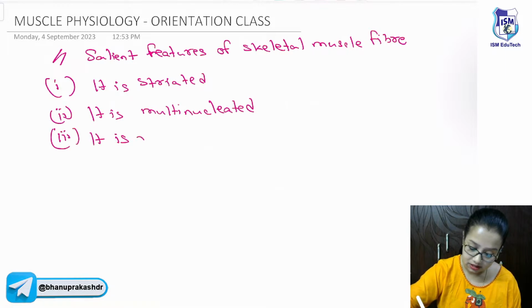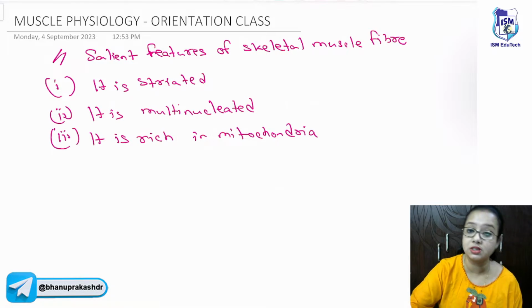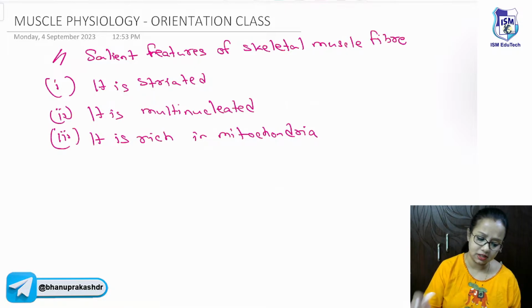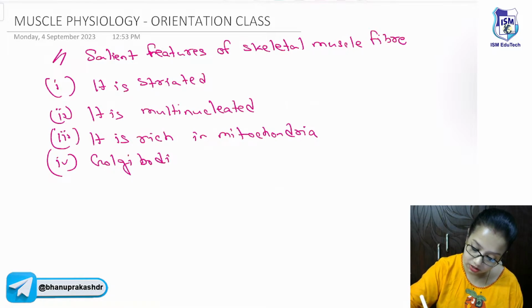It is rich in mitochondria. That means it is very active in metabolism. The skeletal muscle has to undergo a lot of metabolism. That's why mitochondria are more in number, to supply energy in the form of ATP. Now, organelles like Golgi bodies and endoplasmic reticulum are also present.